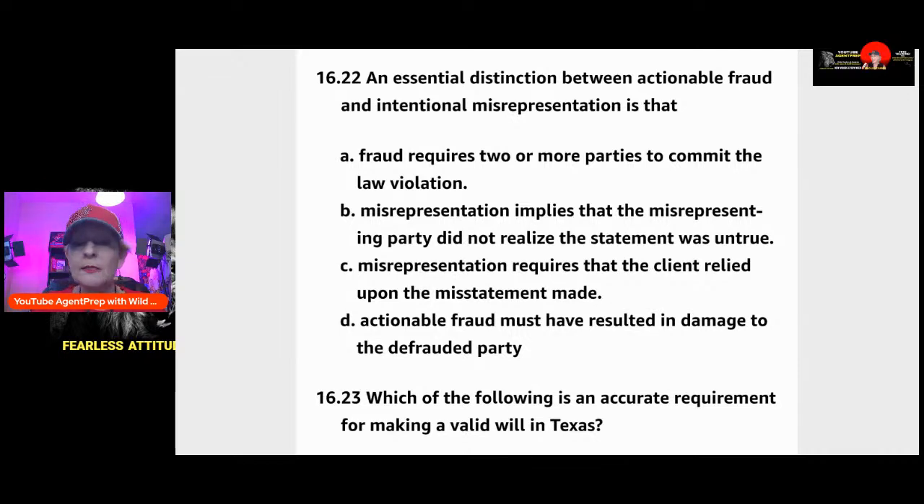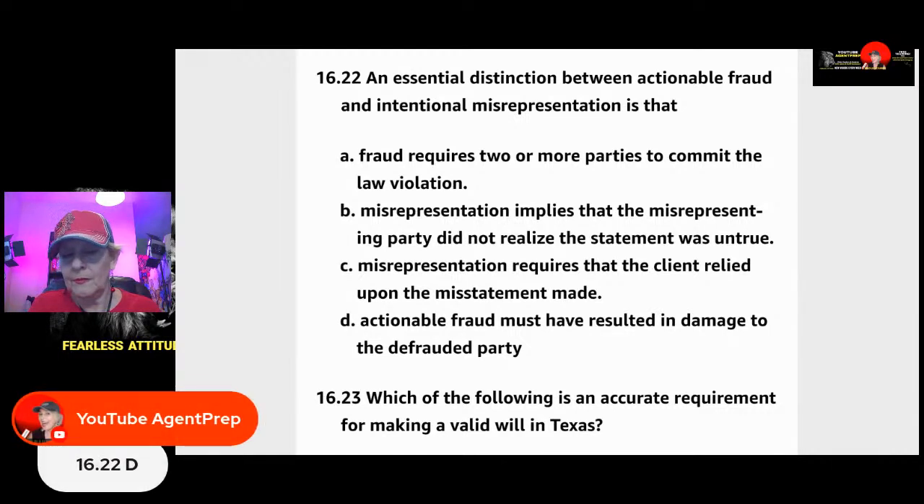Going once, twice, gone. The answer is D. Actionable fraud must have resulted in damage to the defrauded person or party. That's the difference between actionable fraud and intentional misrepresentation. Intentional misrepresentation is when we say something incorrect about something in property and real estate, and we're doing it with the intent to hurt the other party. We don't want them to know the real truth. However, it didn't cause any financial damage or other type of damage.